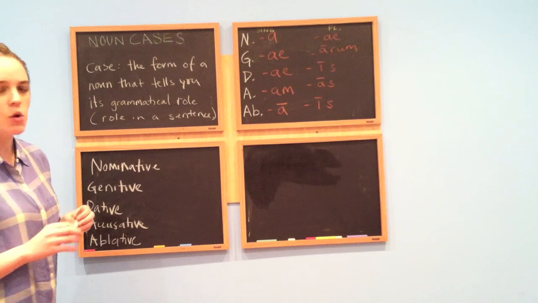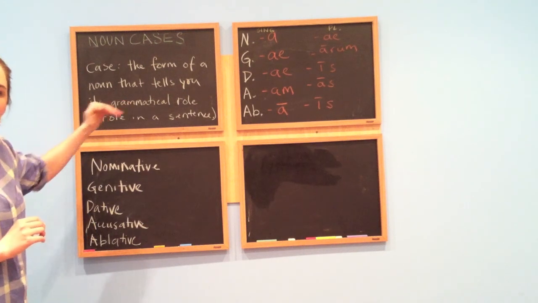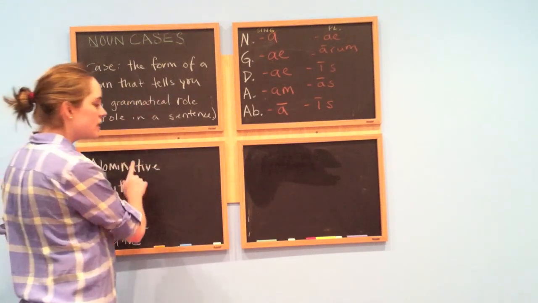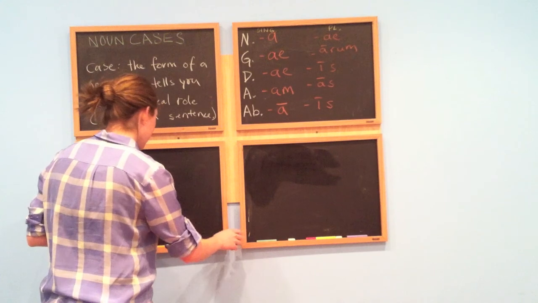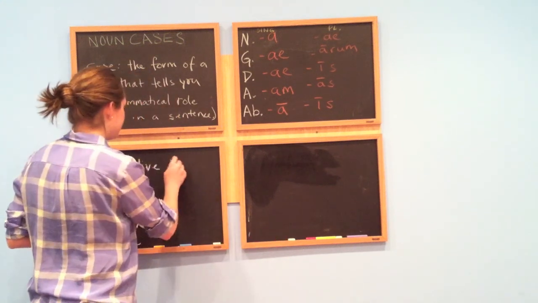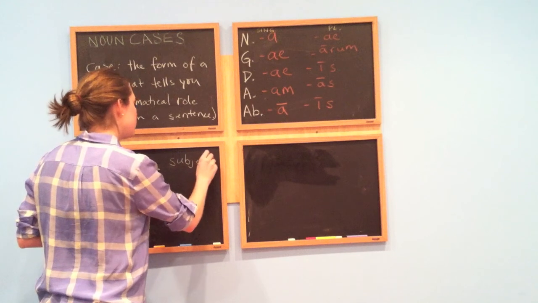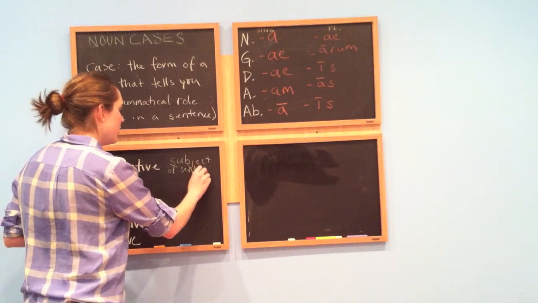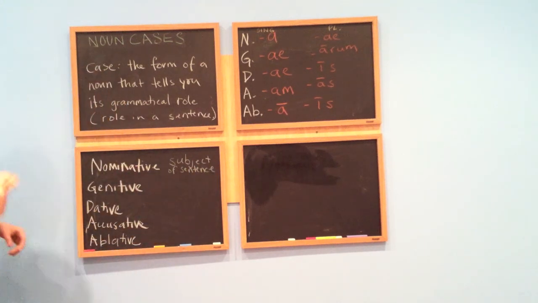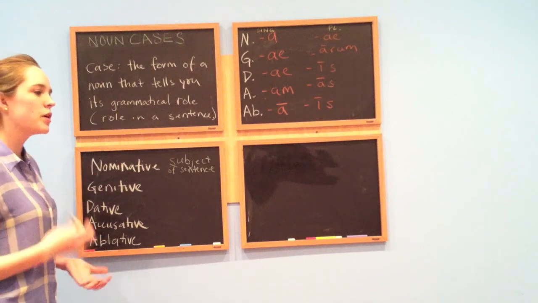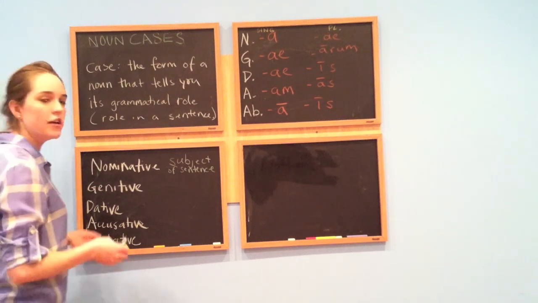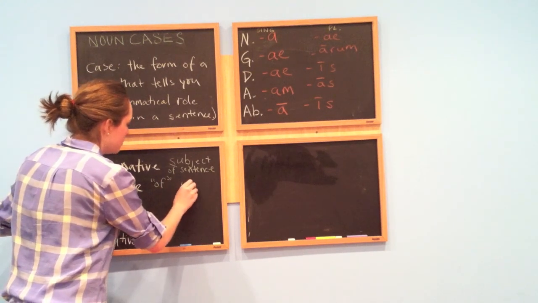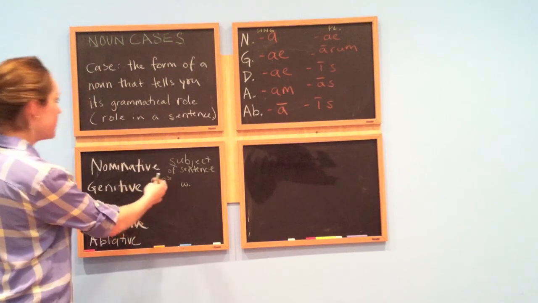Now, each of these cases corresponds, obviously, to a grammatical role. And what is that grammatical role? For the nominative case, if a noun is in the nominative, it's going to be the subject of a sentence. If the noun is in the genitive, we can just add the word of before it in your English translation of a genitive noun. Of W. W stands for whatever noun you're talking about.